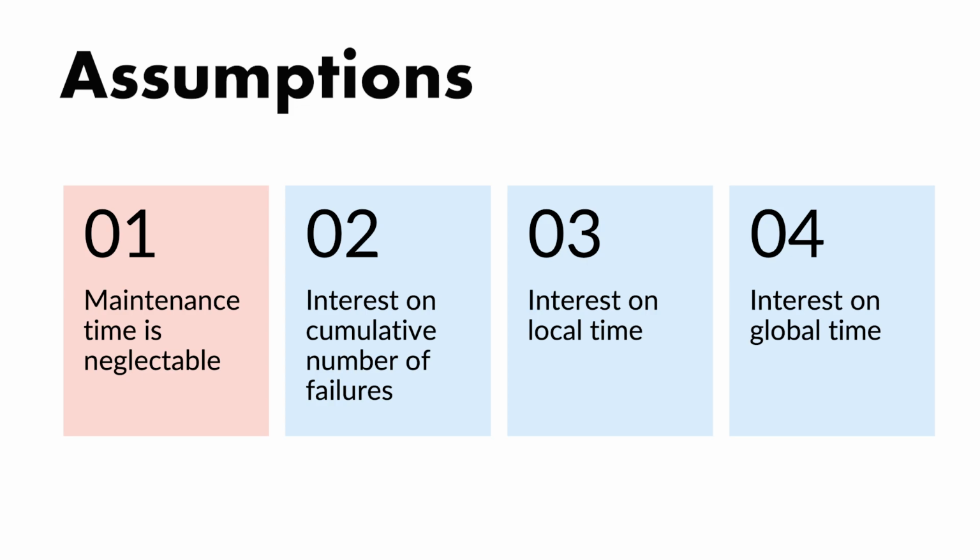The interest is instead on 3 components: the cumulative number of failures at each point in time; the local time, which means the time between failures, how long it lasts on average, or for a specific failure; and the global time, so from the start of the operation of the system until the failure, how long has passed. And these are fundamentally the 4 assumptions that we consider.